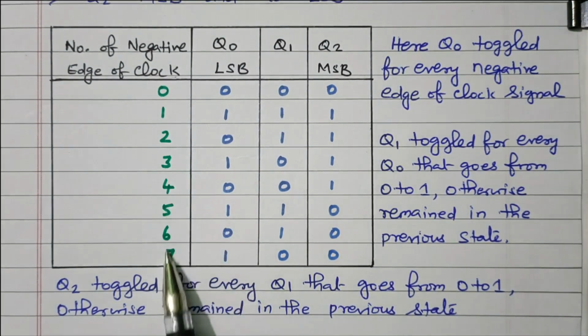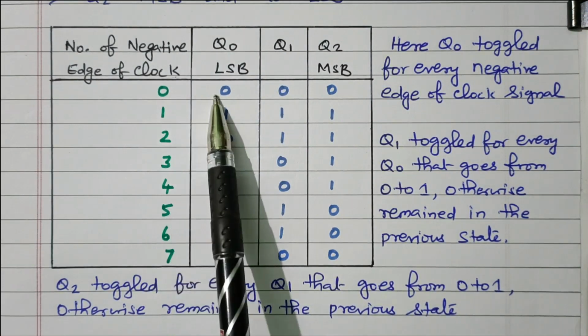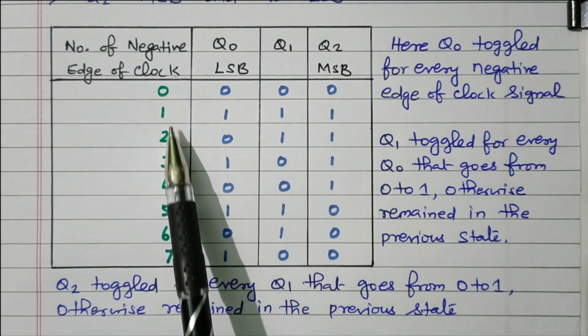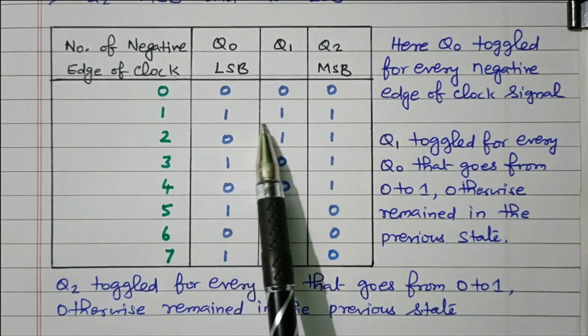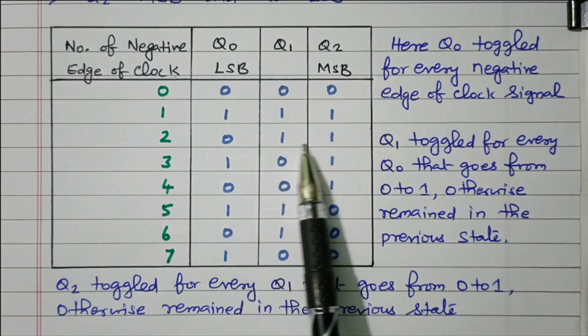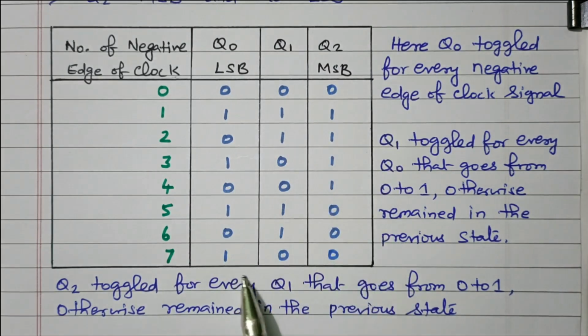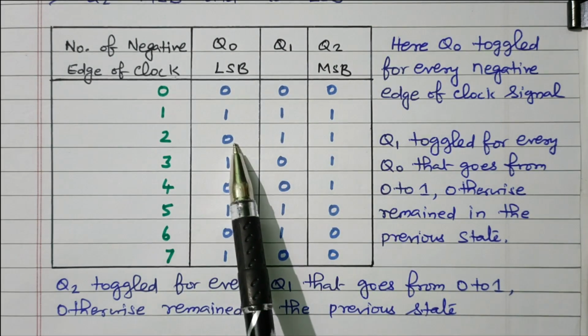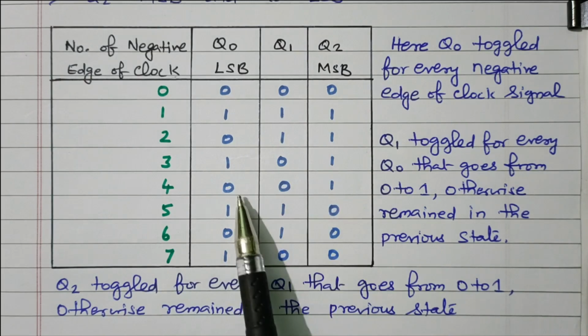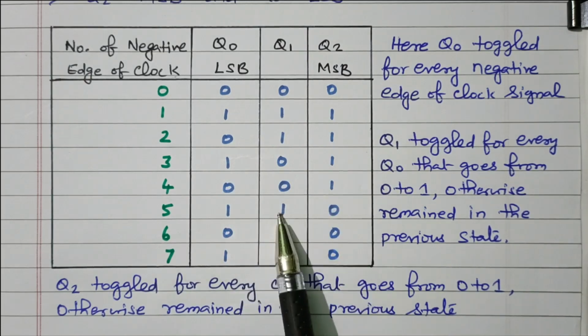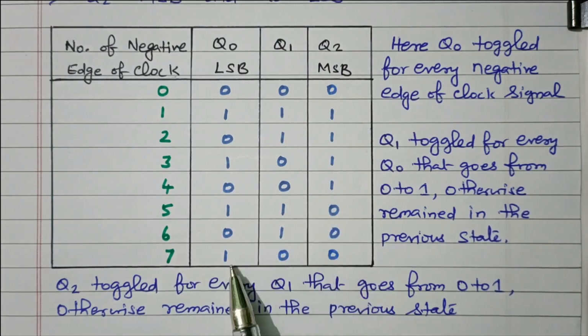So these are the clock pulses. Initially 0, 0, 0, meaning all the values are 0. 1, 2, 3. So this 1, 1, 1. Then 1, 1, 0, 1, 0, 1, down counter. So we are getting the maximum value first and minimum value at the last. 1, 0, 0, 0, 1, 1. 0, 1, 0, 0, 0, 1.